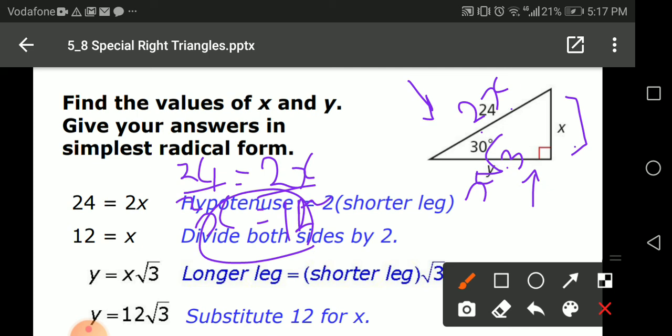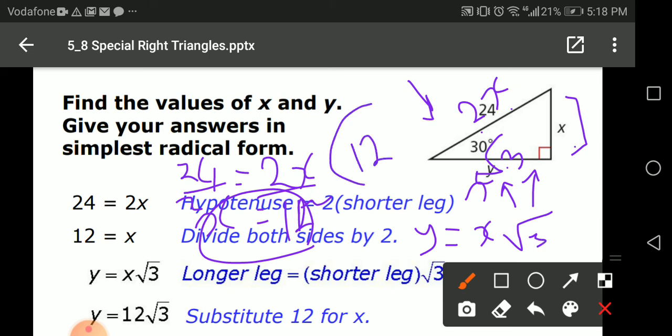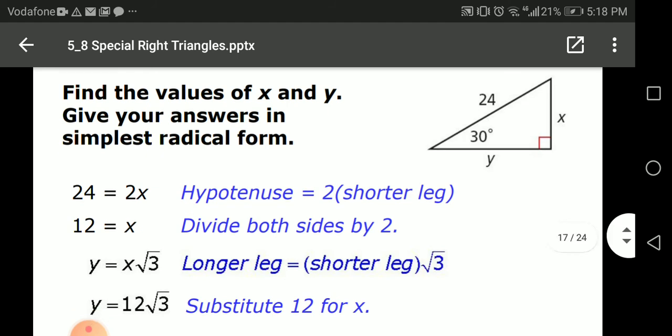After this, we know that y, can you see this y? It's equal to x square root 3. I want to write y equal x square root 3. And we got here the value of x now is 12. This is the value of x. And instead of this x, I will write 12. So here we have 12 square root 3.